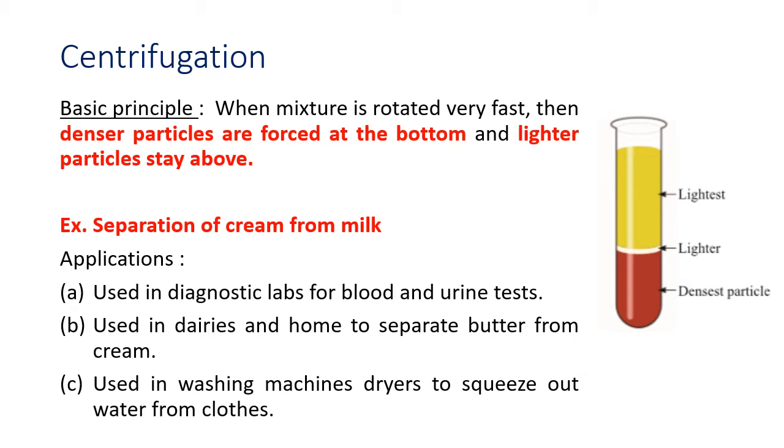The next is centrifugation. Now when can we use this method? This method can be used when there are particles which are denser and particles which are lighter. So the mixture has particles denser and lighter, meaning heavy particles and light particles. So how is this method used? This mixture is rotated very fast or spun very rapidly. In a mixer, you have to make it move very fast round and round.